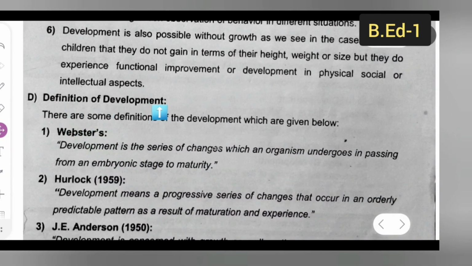So moving towards the next topic, definition of development. Okay, let us see this definition of development. There are some definitions of development which are given below. First will be Webster, next will be Hurlock, next will be J.E. Anderson. So let us see this. First one you all can take down.